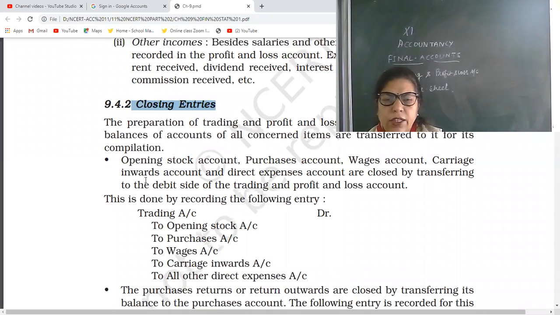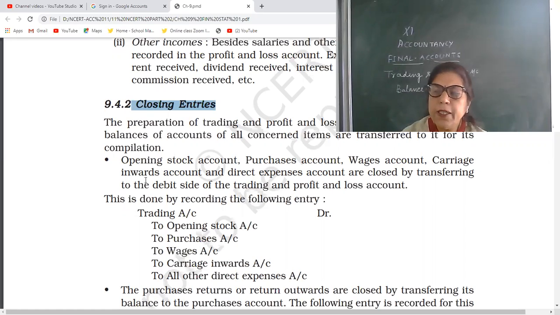In the exam, we can give you: write the closing entry for transfer of purchase account. What will be the entry? Yes, please. Trading account debit to purchase account. It is not necessary that all the items will be given in the question. Whatever things are there, you have to note down the way trading account will be debited by these. In the exam, any one can come or a few of them will come.